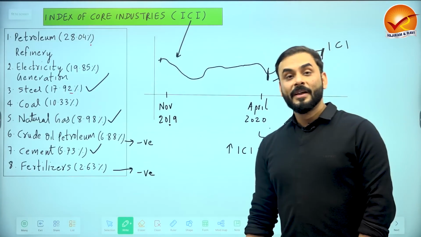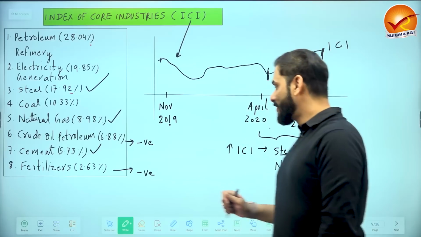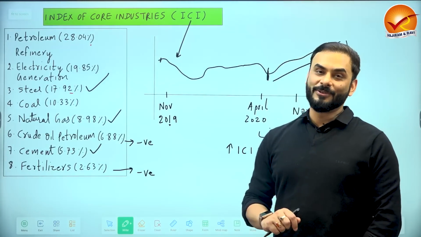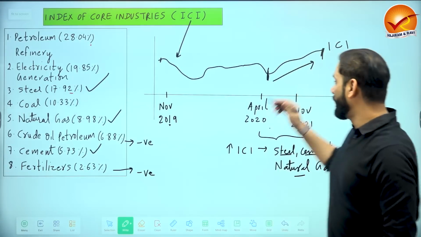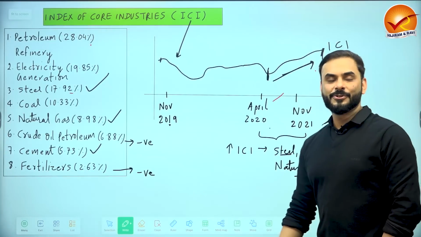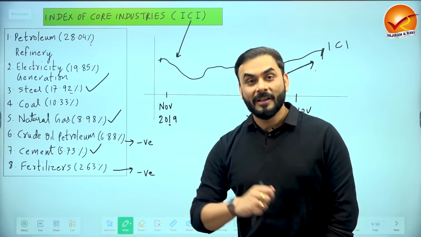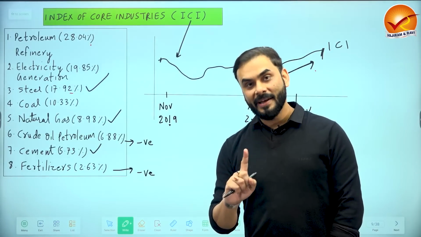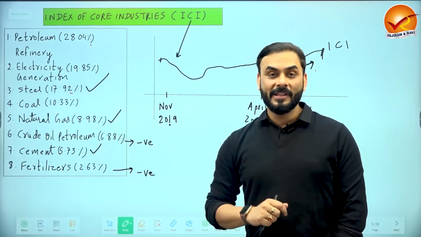hence our index of core industries are doing well. Now, if you are a policy maker and if you see that your steel, cement and natural gas sectors are doing well, what would you conclude? If the demand of steel and cement is high in the economy, see, it has started to increase in the economy after COVID. What does it show? It shows that construction sector is reviving, which means the demand for new house or house repair, etc., real estate, it is going up. It's a good thing for the economy.